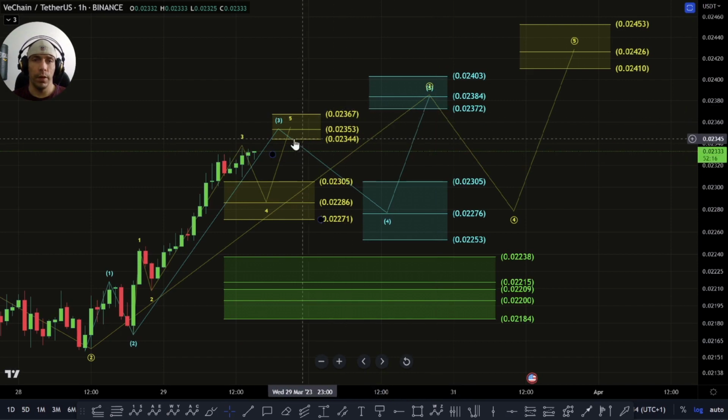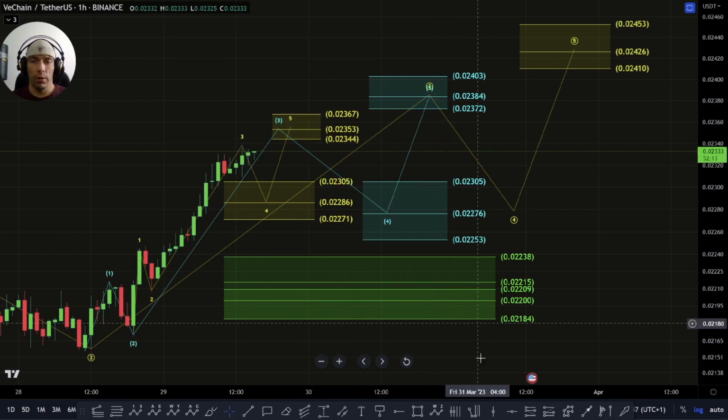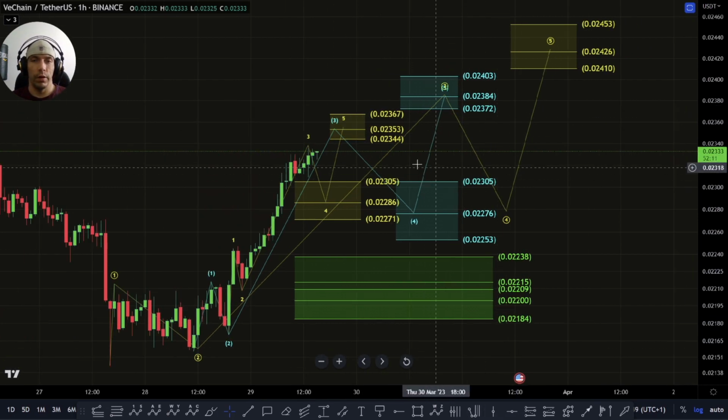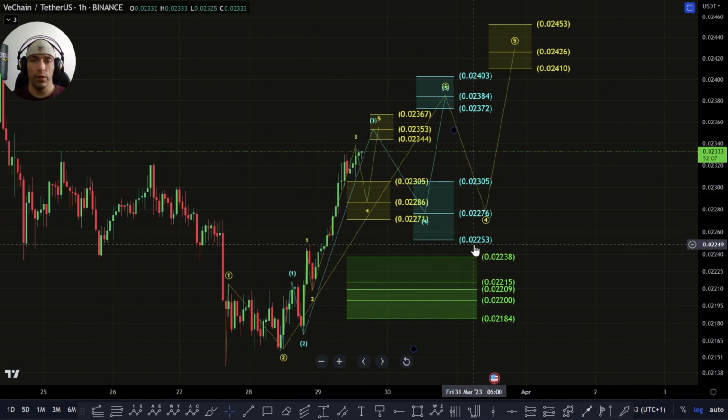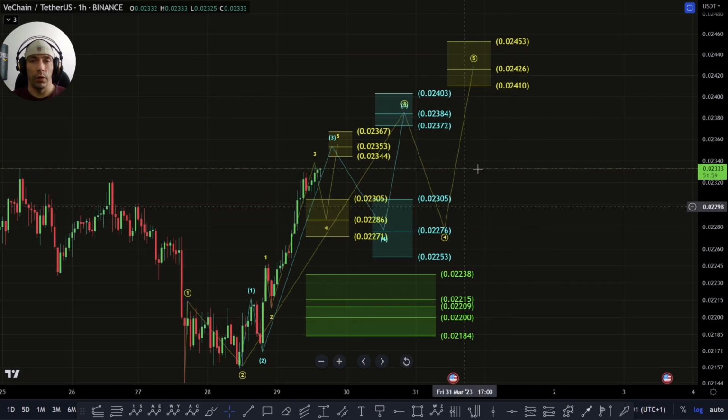So if we do move up here in this yellow five-wave move, what I'd be anticipating is that possibility of another fourth wave. So if we do complete here, look out for this 2305 to this 2253. Potentially we could see a three-wave move down back into this zone, and then an additional fifth, and then basically looking for one more fourth and a fifth.